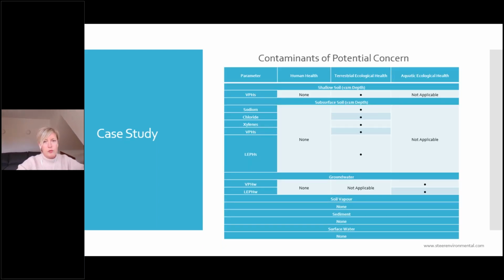So the first thing we do is we screen the contaminants of potential concern by receptor. So we look at human health, we look at terrestrial ecological and aquatic ecological. And when we screen these contaminants of potential concern against the standards that apply to those specific receptors, we end up screening out all of the soil contaminants and groundwater contaminants for human health and identified no COPCs for human health. For terrestrial ecological, we identified VPH and a couple other parameters as contaminants in surface soil and subsurface soil. And for aquatic ecological, we screened in VPH and LEPH in groundwater. No soil vapor contamination or sediment or surface water contamination was identified on site.